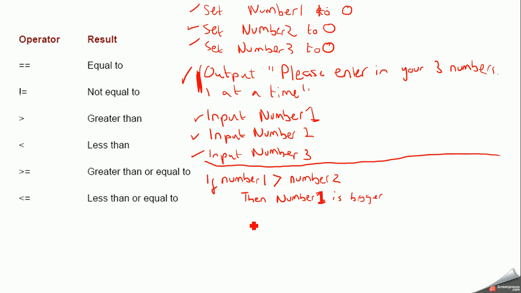Now look what happens next. I put an if directly underneath the then, so it's still inside here. Because now what we're going to do is compare number 1 to number 3. If number 1 is bigger than number 3, then output number 1 is bigger.